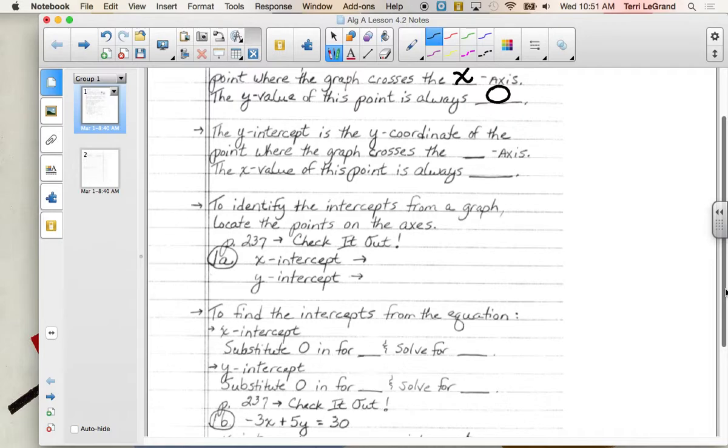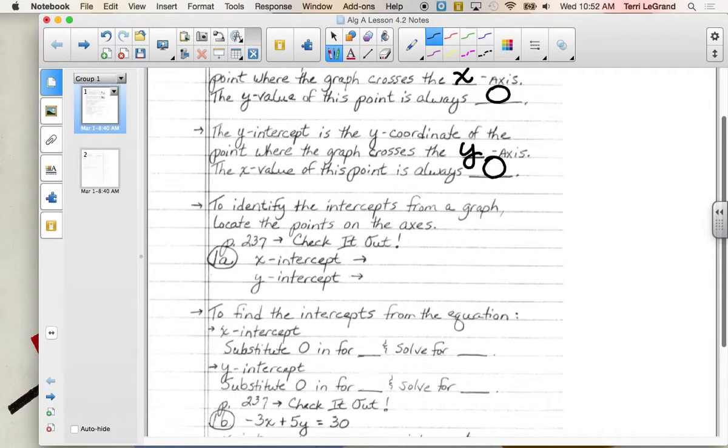Because look at here. 1, 2, 3, 4 down. I didn't go left or right, so its ordered pair name is 0, negative 4. This one, I go up 1, 2, 3, 4. What's this one's name then? 0, 4. I go up one more. What's that one's name? 0, 5. So all of those points have the same x value. So the y-intercept is going to be the y-coordinate of the point. The y-intercept is the y-coordinate of the point where the graph crosses the y-axis. The x value of this point is always 0.